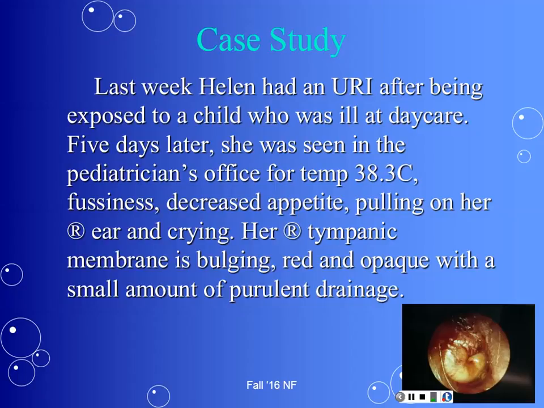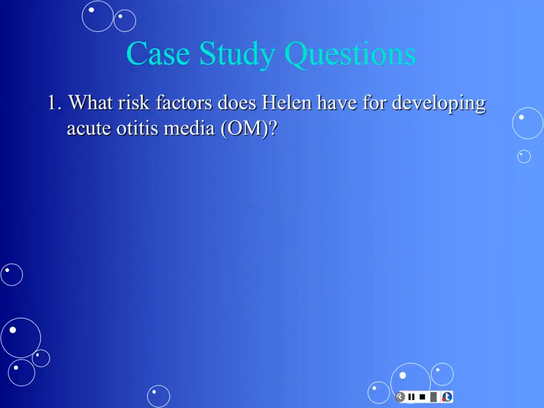She was fussy. She had a decreased appetite and was pulling on her right ear and crying. When they look in her ear, her right tympanic membrane is bulging and red, and it's opaque, and they've got some purulent drainage. That doesn't look like it feels very good, does it? All right. So what do we do with this? What risk factors does Helen have for developing acute otitis media?